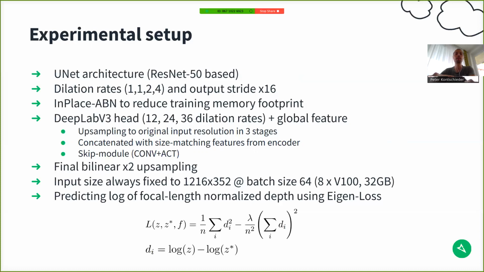The first 3 of them actually happen in stages. And in between those stages, we're concatenating the outputs with the corresponding features from the encoder part in the skip module. The final upsampling is done by running bilinear x2 upsampling. So finally, we're predicting the logarithm of the focal length normalized depth and apply something that is called an eigenloss, which is actually also related to the C-log measure that is typically applied when comparing results.